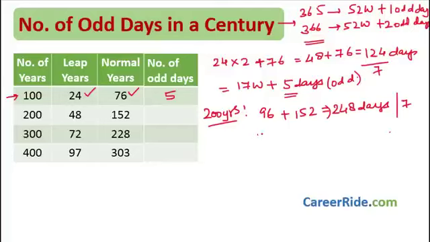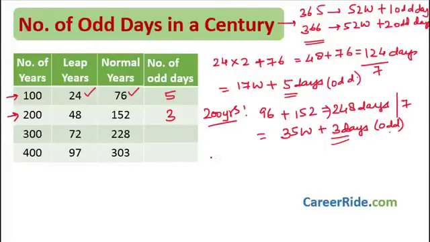What does this give me? It gives me 35 weeks plus some odd days. And what are these odd days? These days are nothing but the remainder that I get here, and these are 3 odd days. I've already done this calculation. You can check it if you want. Okay. So there are 3 odd days in a period of 200 years. Okay. So 3 odd days here I've filled up in the table.